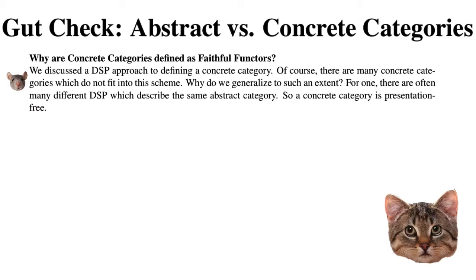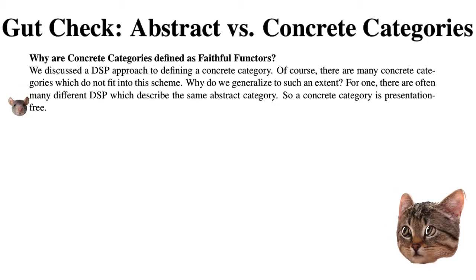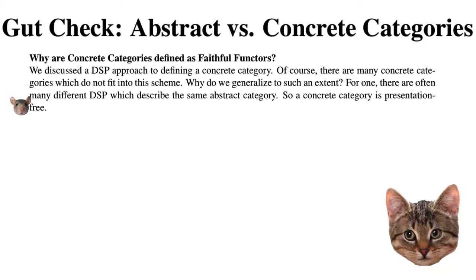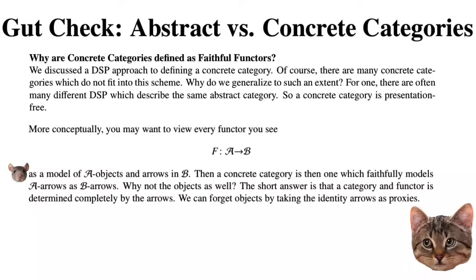For one, there are often many different data structure properties which describe the same abstract category. So a concrete category is a presentation-free approach, or a presentation-free definition. More conceptually, you may want to view every functor F: A → B as a model of A objects and A arrows in B. Then a concrete category is one which faithfully models A arrows as B arrows.